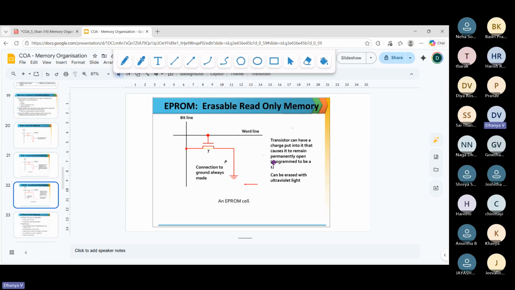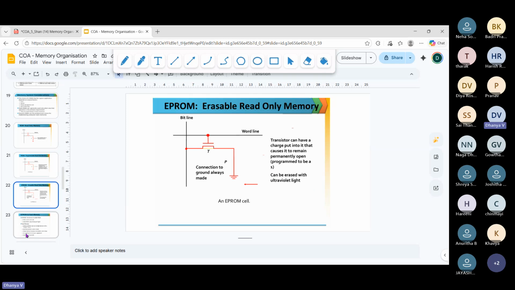Okay. What is your EPROM? It is your erasable programmable read-only memory. Whatever is programmed before can be erased using ultraviolet light. Earlier you were fusing it. Now you can erase it with your ultraviolet light. Okay. So here what do they say? A transistor can have a charge put into it that causes it to remain permanently open. Okay, so it is designed to be permanently open, and that can be programmed or erased using ultraviolet light.